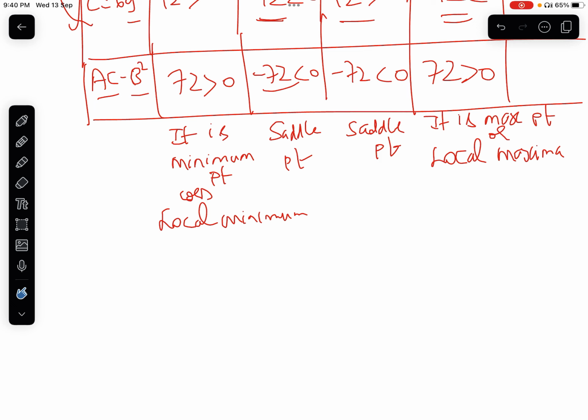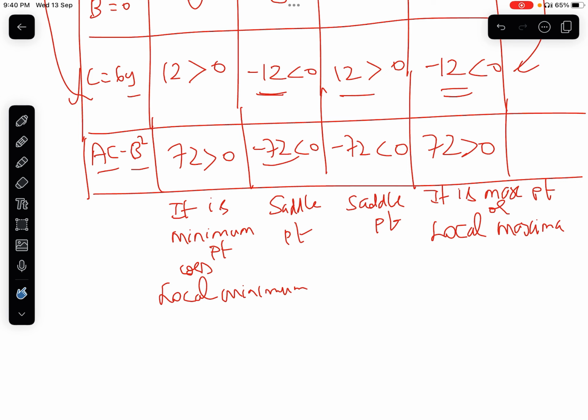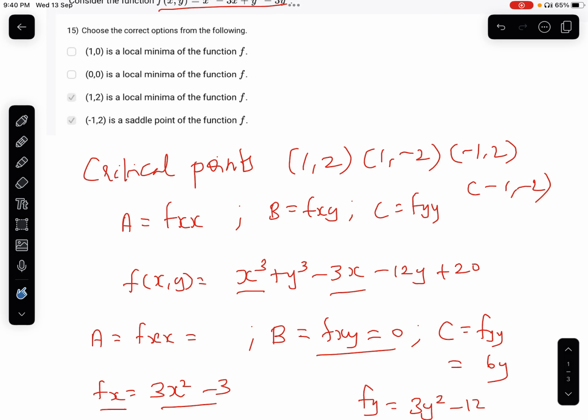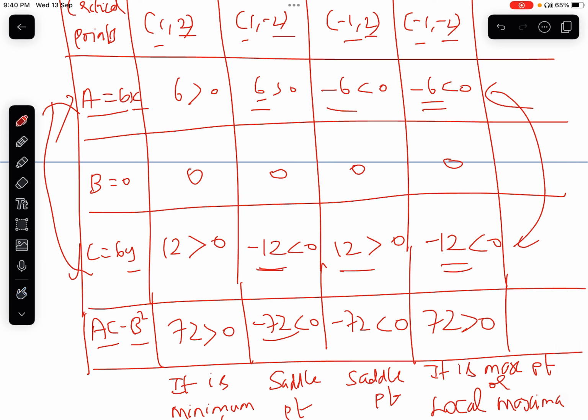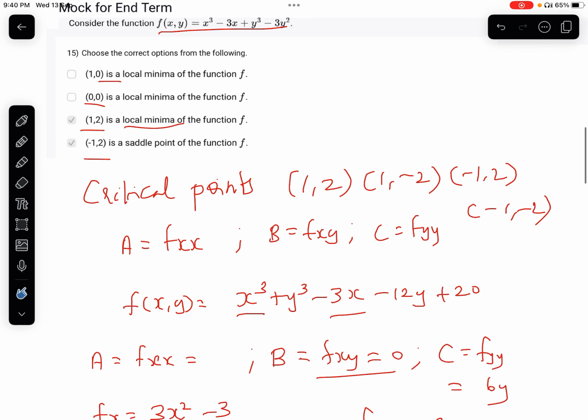Okay, so from the answer options we can select which coordinate point has a local minimum, a saddle point, or a local maximum. Let us check the answer options. 1 comma 0 and 0 comma 0 are not our coordinate points, so the only hope is 1 comma 2 and minus 1 comma 2. So 1 comma 2 is the local minima, so we'll check with the answer. So 1 comma 2 is a minimum. Understand? So therefore it is a local minima.